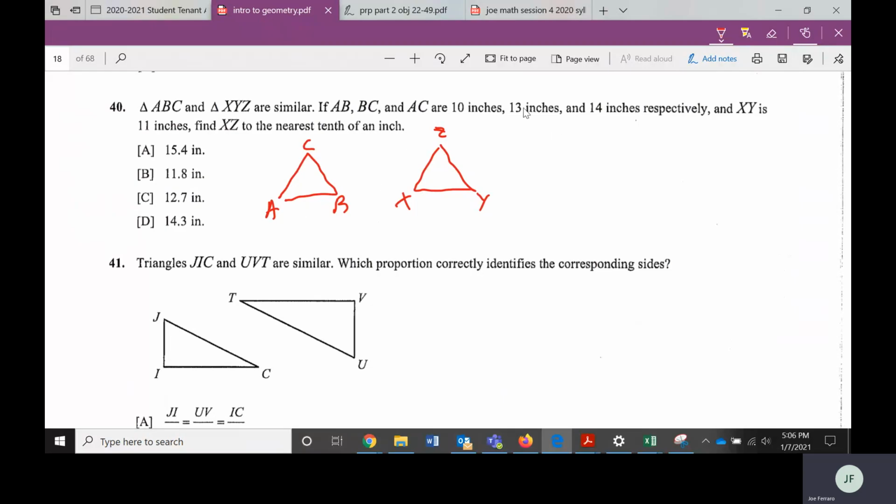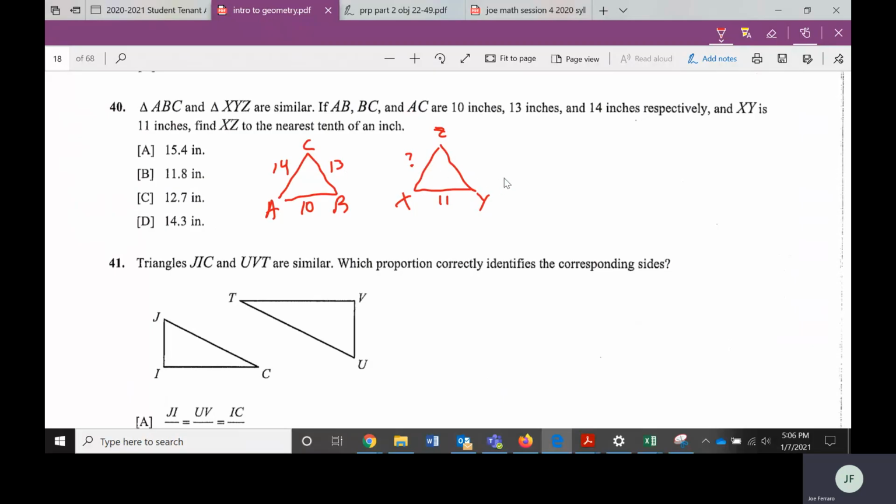So that means in that order. So AB is 10. BC is 13. And AC is 14. Okay. It says XY is 11. Okay. And then it says what is XZ? So this one.